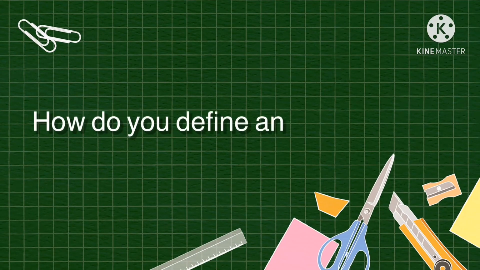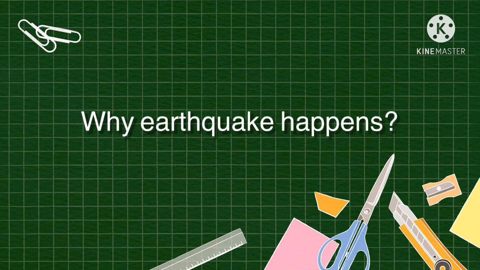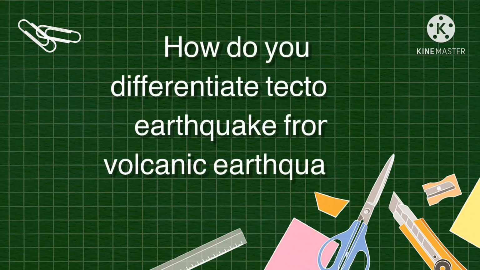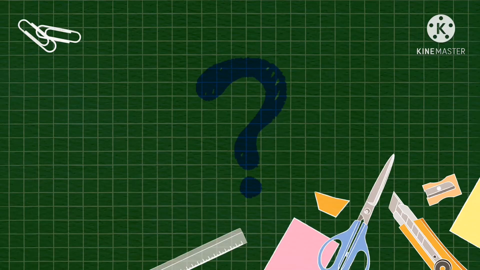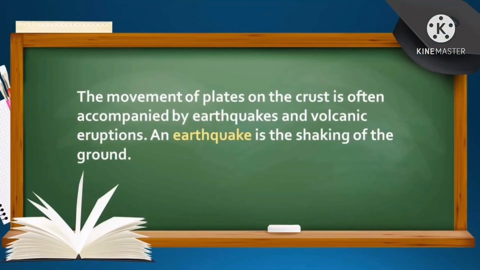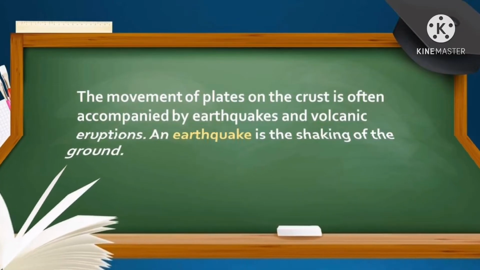How do you define an earthquake? Why does an earthquake happen? How do you differentiate a tectonic earthquake from a volcanic earthquake? These are the questions that may linger in our mind when it comes to earthquakes. The movement of plates on the crust is often accompanied by earthquakes and volcanic eruptions. An earthquake is the shaking of the ground.